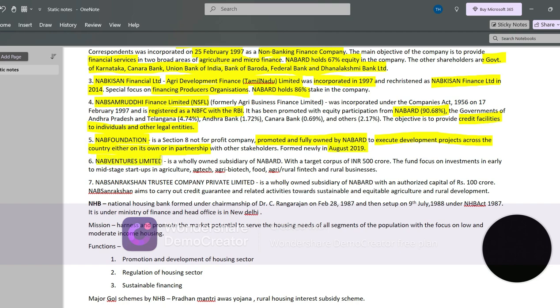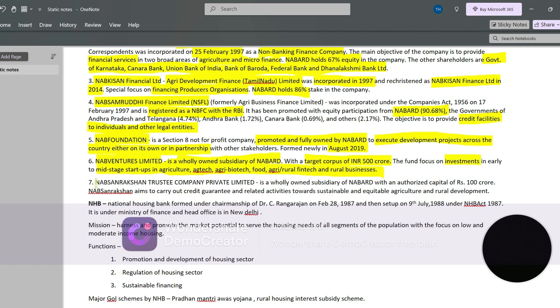NAV Ventures Limited is a wholly owned subsidiary of NABARD with a target corpus of rupees 500 crore. The fund focuses on investment in early to mid stage startups in agriculture, agritech, agri-biotech, food agri, rural fintech, rural business, and all this. So basically, it provides investment.